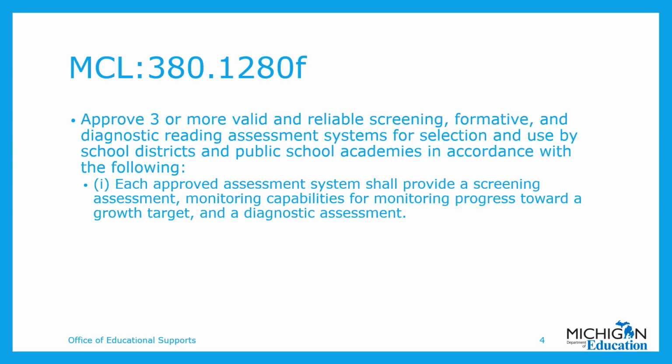MCL 380-1280F, also known as the Read by Grade 3 Law, outlines the expectations for K-3 assessment systems to improve literacy outcomes. Essentially, LEAs need to compose an assessment system with screening, formative, diagnostic, and progress monitoring capabilities to help identify and monitor reading deficiencies in grades K through 3, which includes young fives as well as fourth grade students who may be retained. In order to effectively implement this section of the law, MDE followed a process to develop assessment lists accompanied with guidance to support districts in creating an assessment system that reflects the needs of students. For more information, please view the webinar, What is an Early Literacy Assessment System?